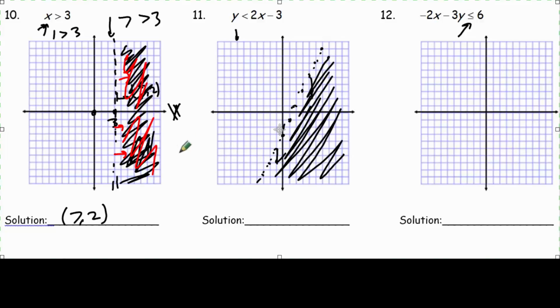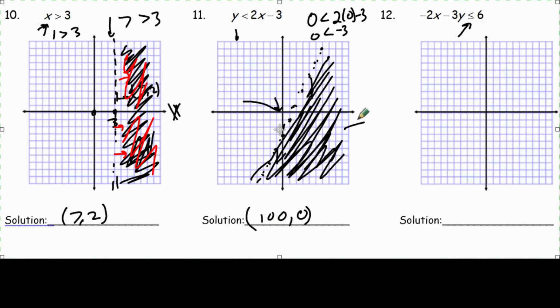Now another thing you can try to do is just pick a point, something like 0, 0, something easy. Is 0 going to be less than 2 times 0 minus 3? Is 0 less than negative 3? Well, I hope the answer is no, which means you do not shade on the side that's got the 0, 0. You shade on the side that doesn't have the 0, 0, so over here. So for a solution, let's go with 100 comma 0, because that would definitely work being somewhere out there.